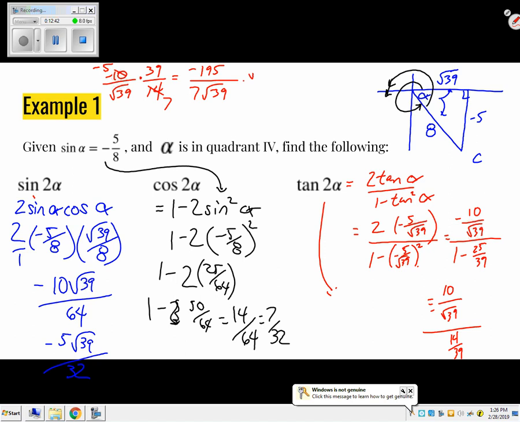So now we're going to rationalize it. So negative 195 square root of 39 over 7 times 39. 273. Wow. Is a 3 come out of that? Negative 5 over 7. So 39 out of it. So take a 39 out of the top and bottom. You get negative 5 square root of 39 over 7.